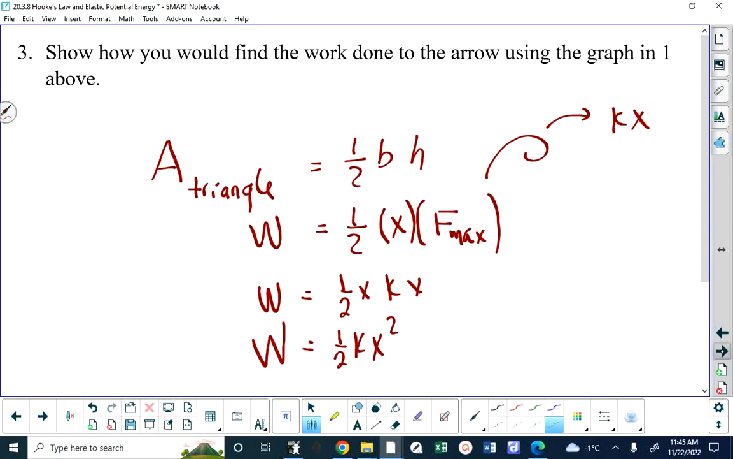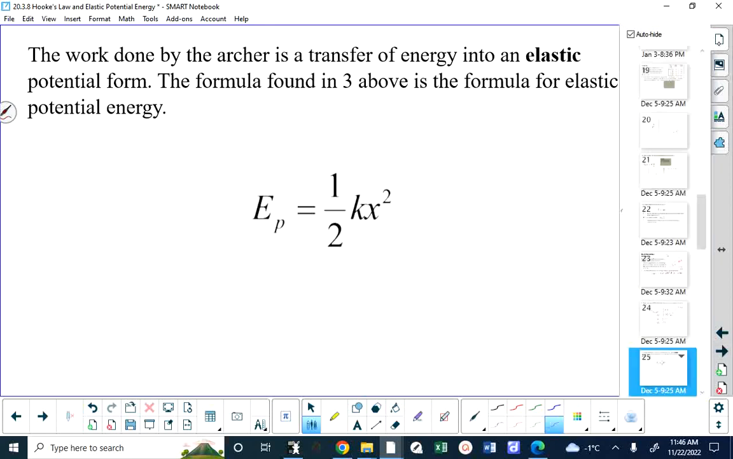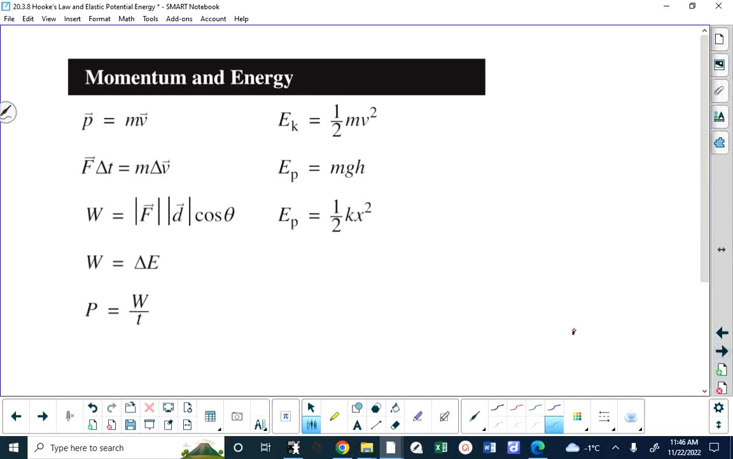And what we have just figured out is a way to calculate elastic potential energy. You take 1/2 times the spring constant times the displacement squared, and it will give you the elastic potential energy stored in a system, because work done is change in energy. There's your formula. It's a new formula. If you look at your formula sheet, under momentum and energy, here's your gravitational potential energy, here's your kinetic energy. Now we have elastic or spring potential energy.